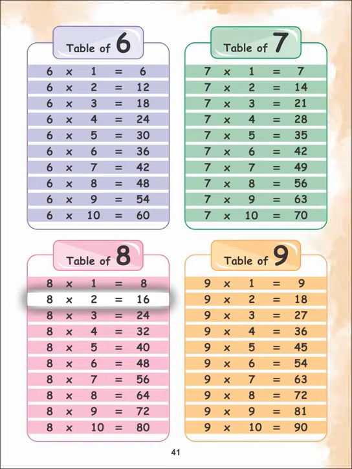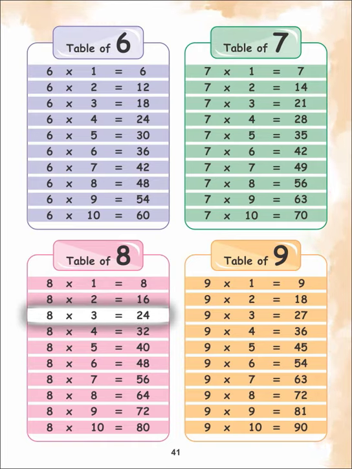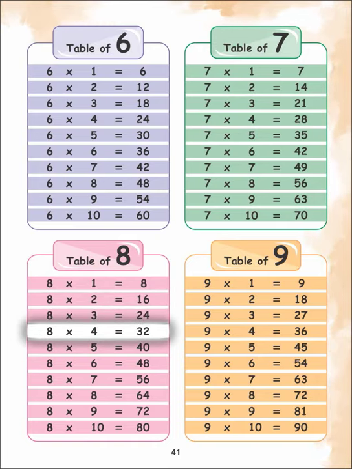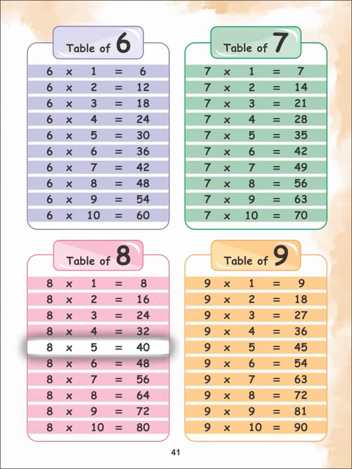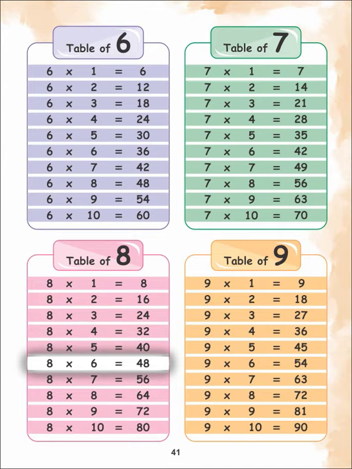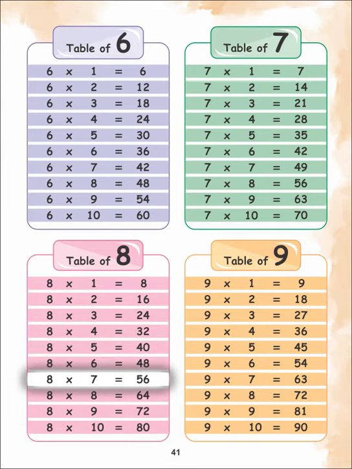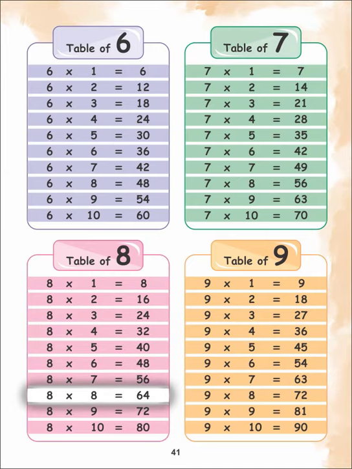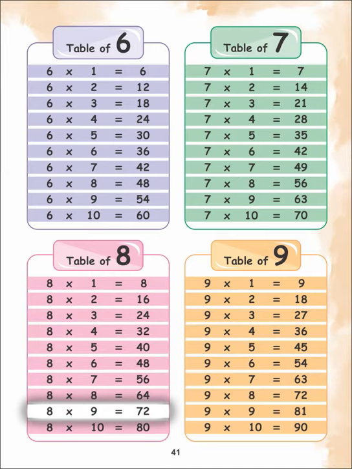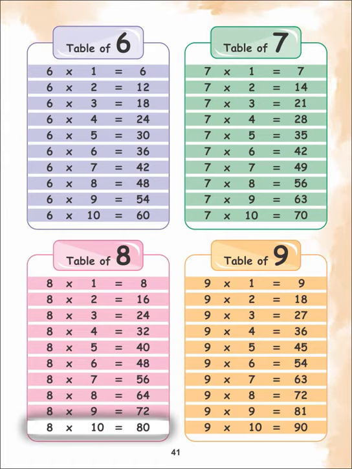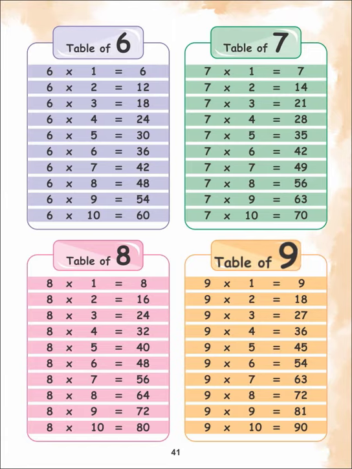8 twos are 16. 8 threes are 24. 8 fours are 32. 8 fives are 40. 8 sixes are 48. 8 sevens are 56. 8 eights are 64. 8 nines are 72. 8 tens are 80. Table of 9.